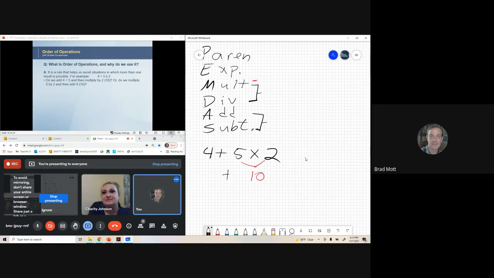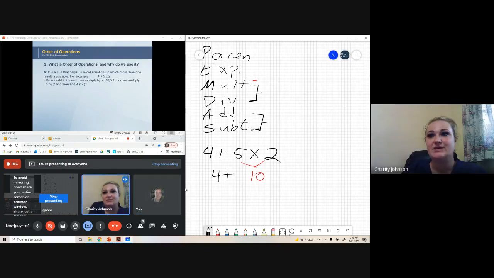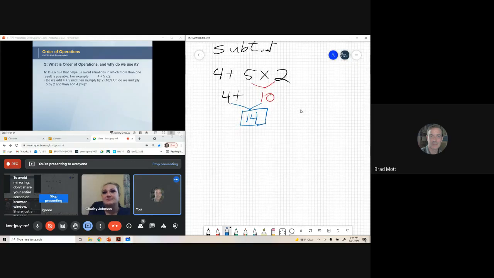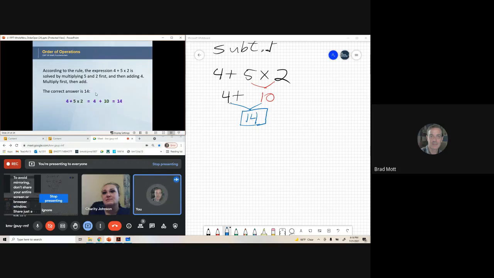Okay, and then? And then I added the 4 and the 10 together. Exactly. So once your multiplication is all done, you're left only with addition. And so the answer is 14. That is 100% correct. Perfect. So this is the long way to say the correct answer is indeed 14. 4 plus 5 times 2: do the multiplication first, and then the addition is left, the answer being 14.